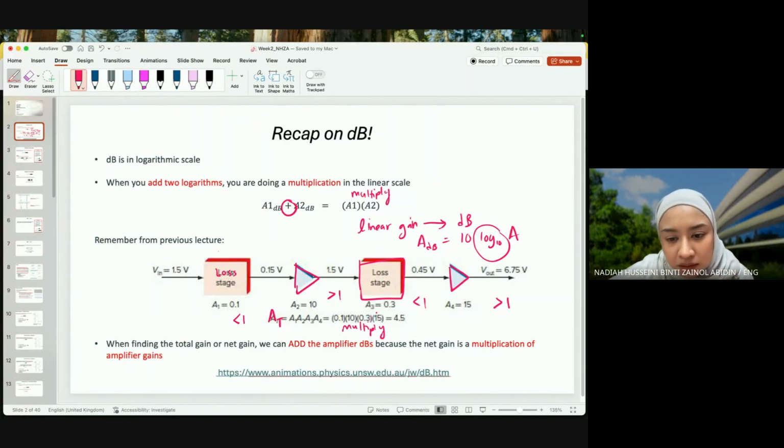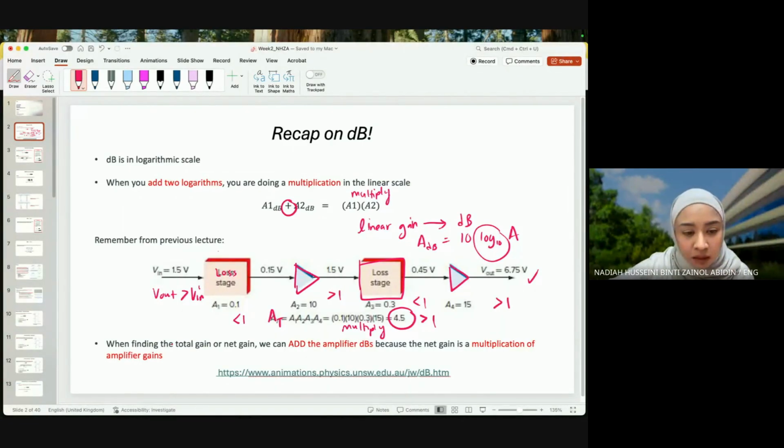So you multiply these together and you get something that is greater than 1. Therefore, the total system is amplifying the input. So from V in, you are expecting your V out to be greater than V in because your total gain is greater than 1, and it is 6.75. Remember, this is just a recap. If you don't understand what's going on here, you need to watch the recording. It's already posted on Putra Blast.